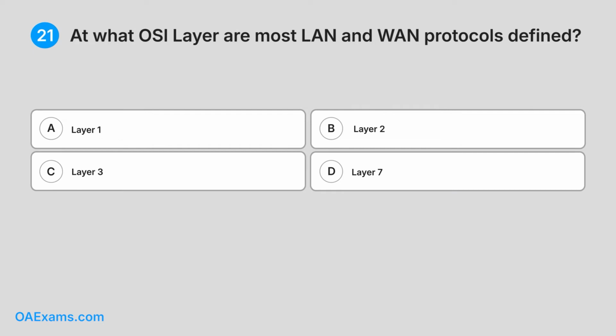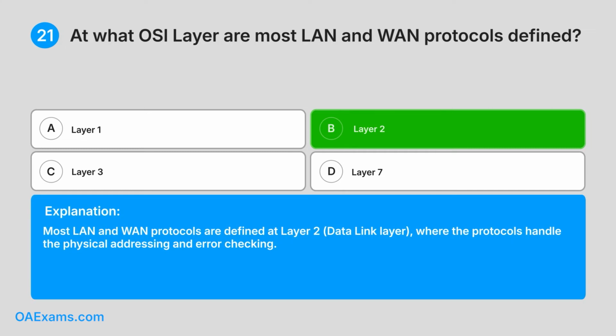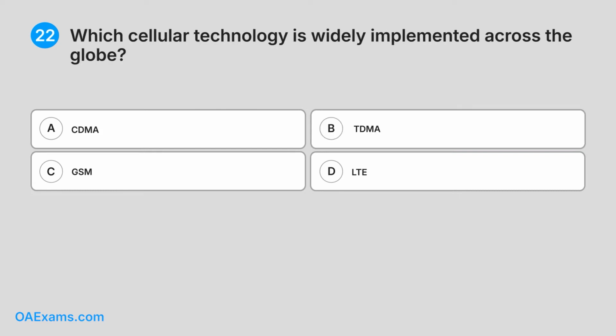21. At what OSI layer are most LAN and WAN protocols defined? A. Layer 1, B. Layer 2, C. Layer 3, D. Layer 7. Can you guess the answer? Correct answer: B. Layer 2. Explanation: Most LAN and WAN protocols are defined at Layer 2, the data link layer, where the protocols handle physical addressing and error checking.